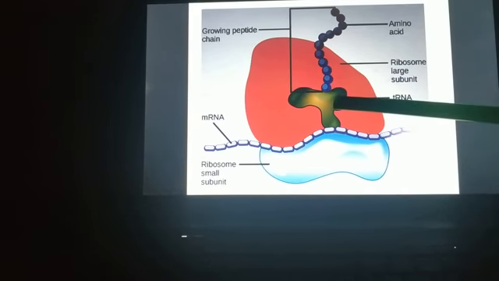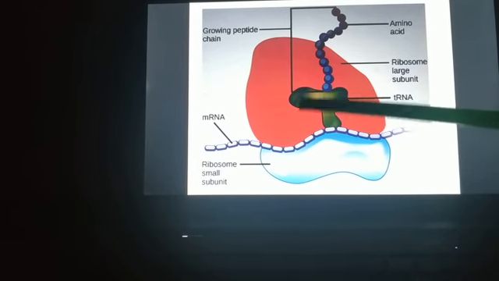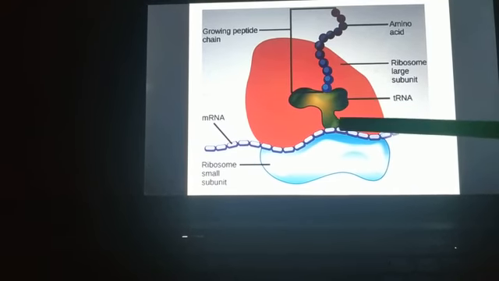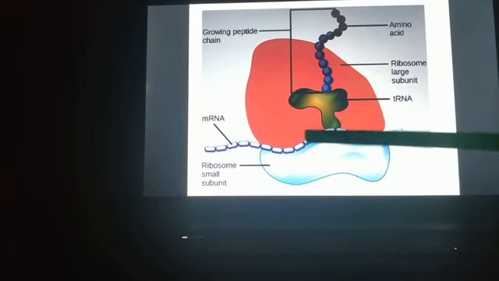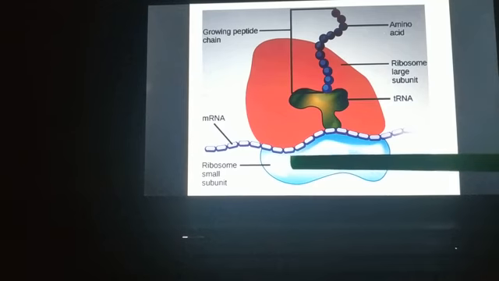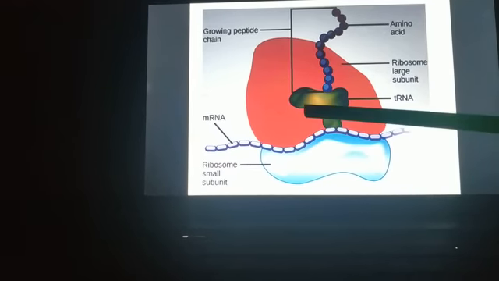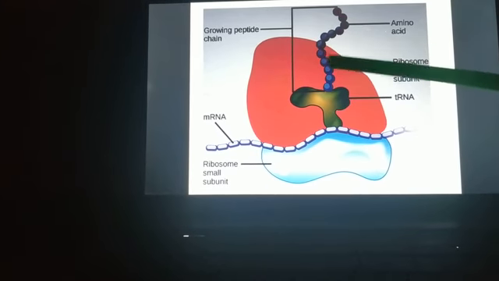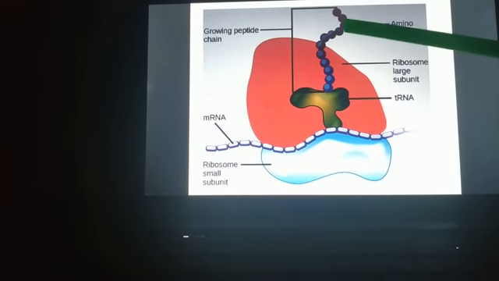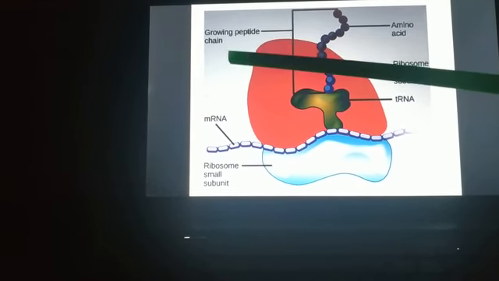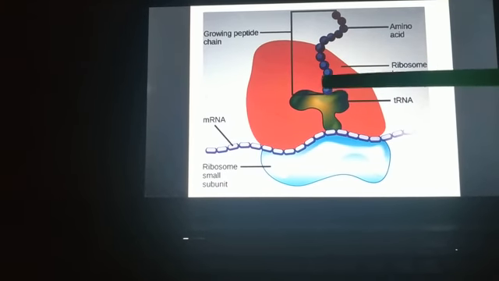We know that for protein synthesis we need amino acids. Amino acids are the building blocks of protein. So tRNA will help to bring the amino acid and run along the mRNA. The mRNA contains the code, and this message is read by the ribosome, and accordingly the amino acids join and form the protein. These are the amino acids, and this whole chain is the growing peptide chain, the protein chain. So they are synthesizing the protein.